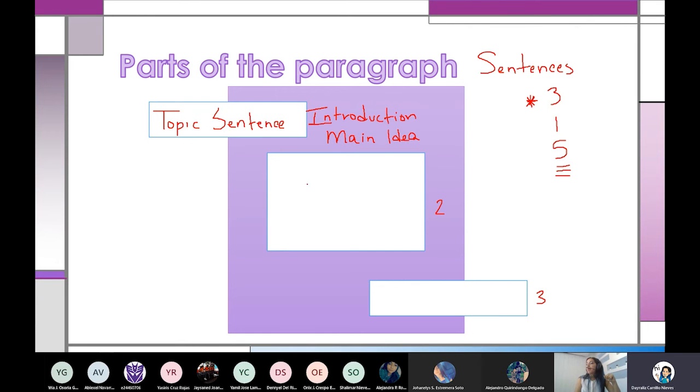Next, the body is made up of the supporting sentences. Now the word support, you need to understand what it means. It could be said that these sentences help. So these sentences are helping the topic sentence because they give it support. Support es que le dan fuerza.